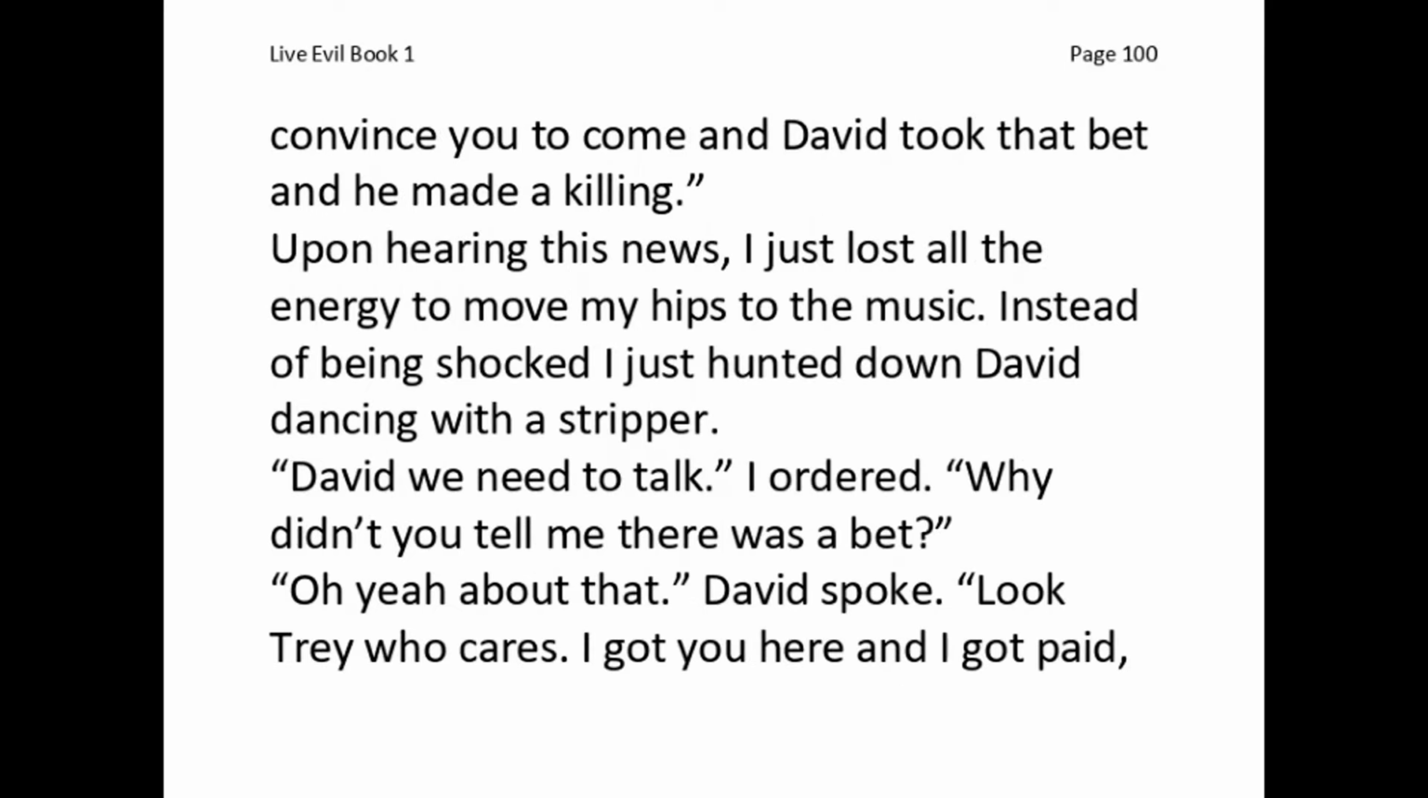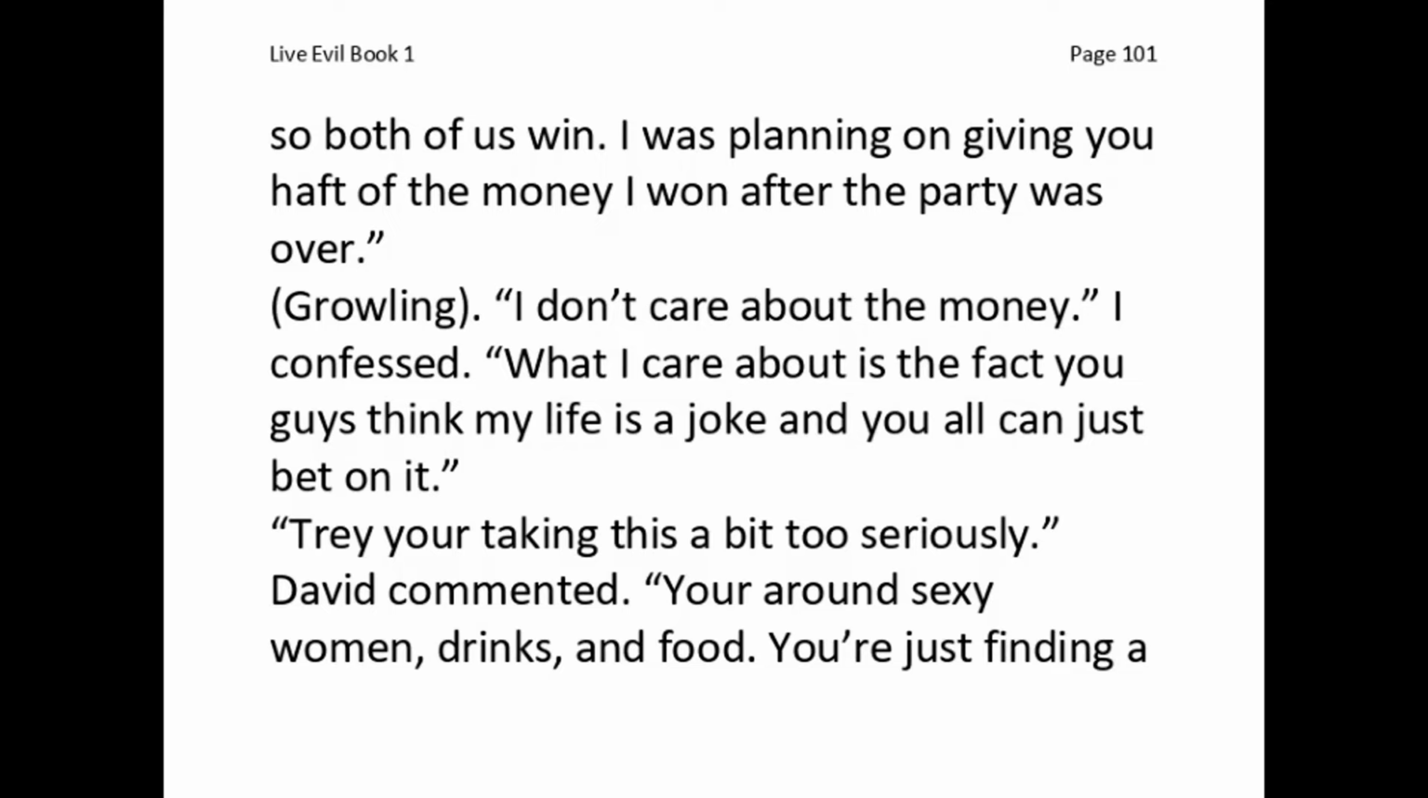Upon hearing this news, I just lost all the energy to move my hips to the music. Instead of being shocked, I just hunted down David dancing with a stripper. "David, we need to talk," I ordered. "Why didn't you tell me there was a bet?" "Oh yeah, about that," David spoke. "Look, Trey, who cares? I got you here and I got paid, so both of us win. I was planning on giving you half of the money I won after the party was over." Growling. "I don't care about the money," I confessed.